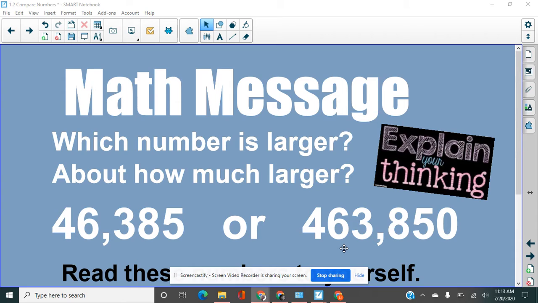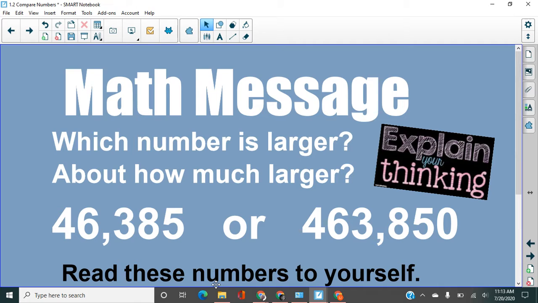We are going to start by looking at this math message. Take a look. It says which number is larger and about how much larger. And underneath this little button, it says to first read these numbers to yourself. So think about how you would say these.